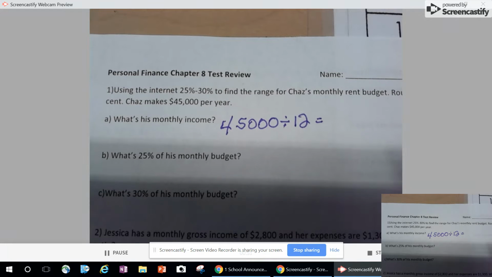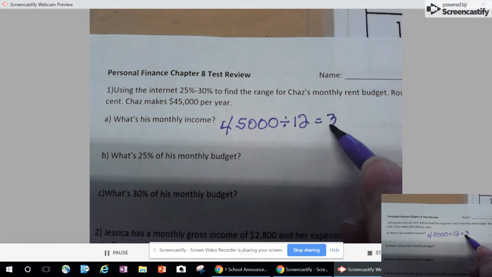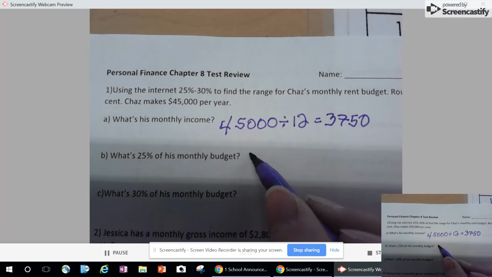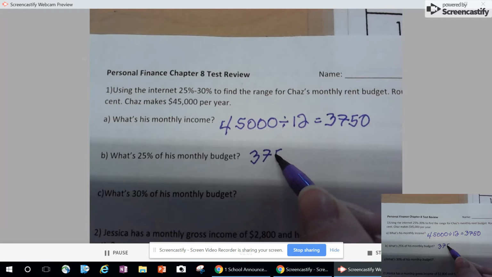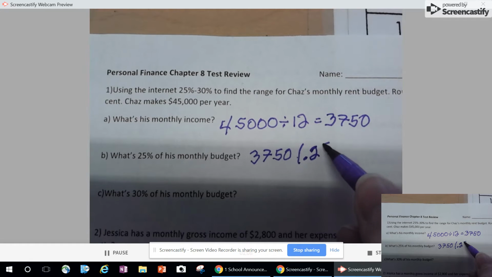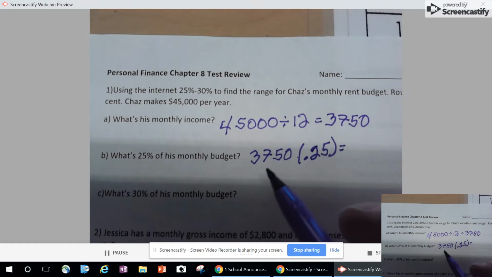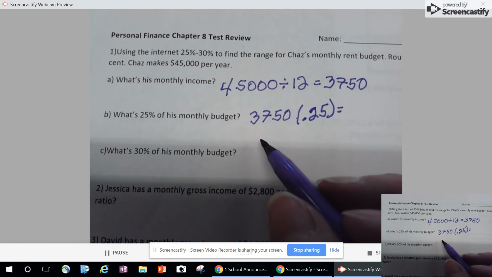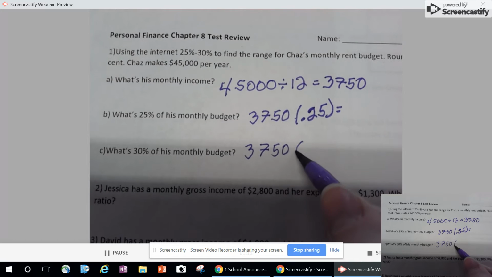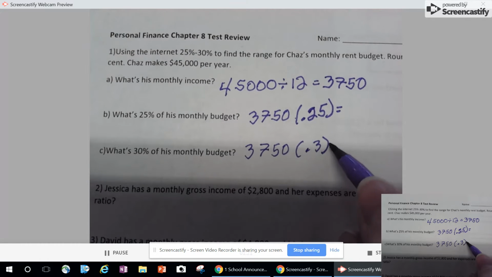Okay, so we get 3,750. Okay, and then we're going to multiply that, the 3,750, times 25% as a decimal. And we do the same for 30%. And that's going to give us his income range for what he should rent for his apartment.